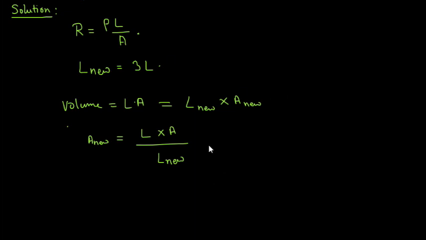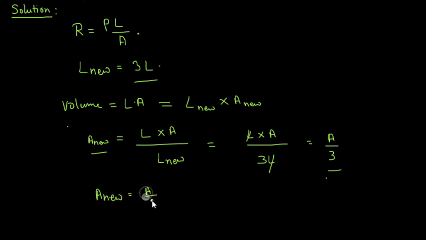If we put the values, for example L new from here as 3L, then this gets cancelled and the remaining answer is A by 3. A nu is equal to A by 3. So write it, A nu is equal to A by 3. We got a relation.